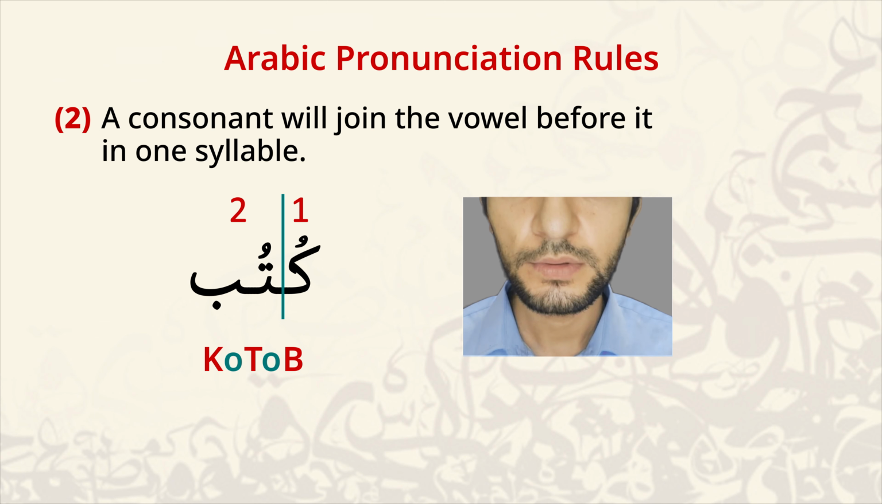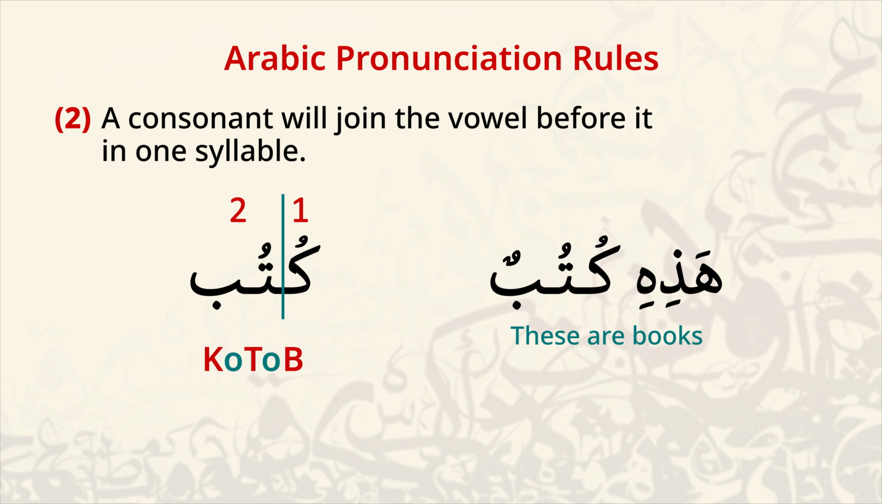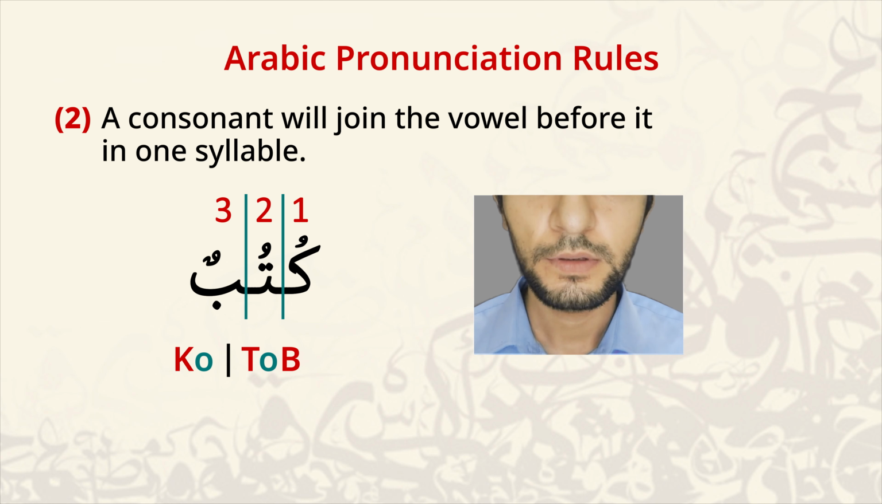Now let's imagine this word was in a sentence where its case ending is Dammah like this. Now, how will we pronounce it? Here, the last letter is no longer a consonant. It's now a vowel. So the word will have three syllables from now on. The first syllable is ku. The second is tu. And the last one has a double label. We call it tanween because this word is indefinite.